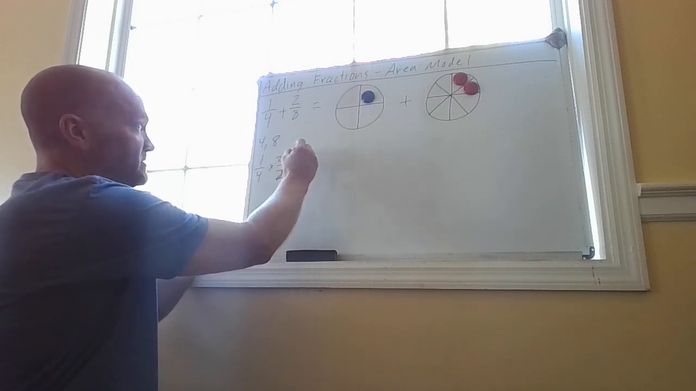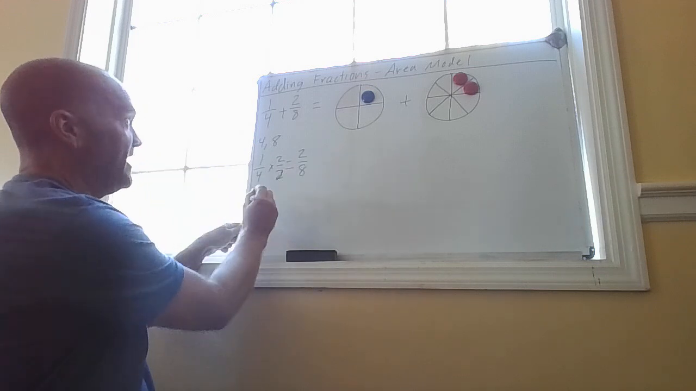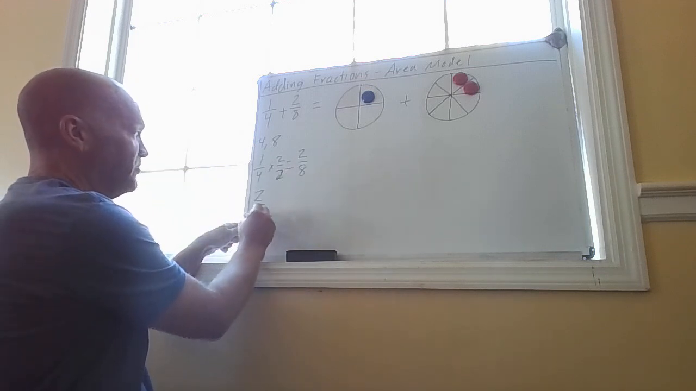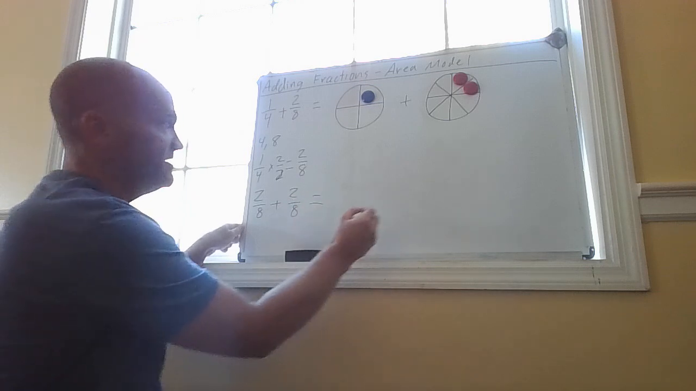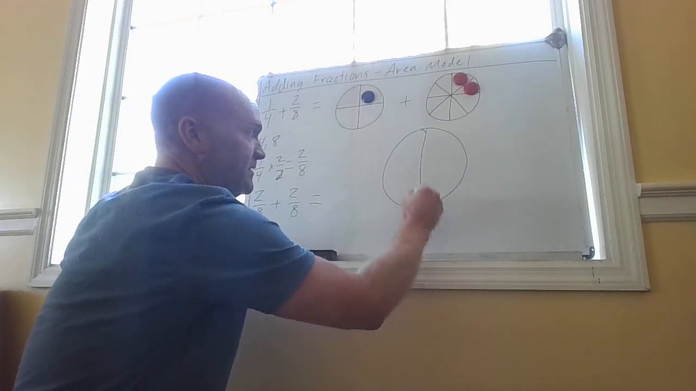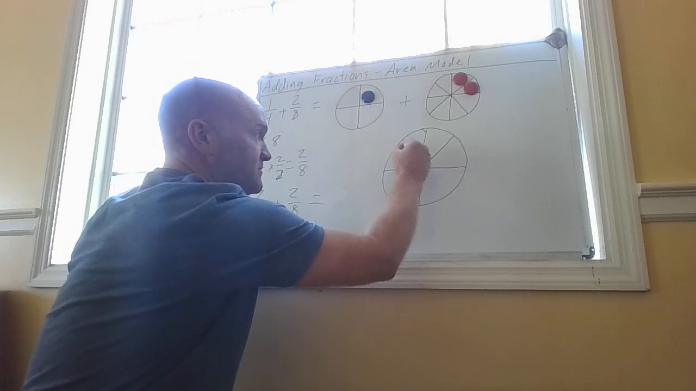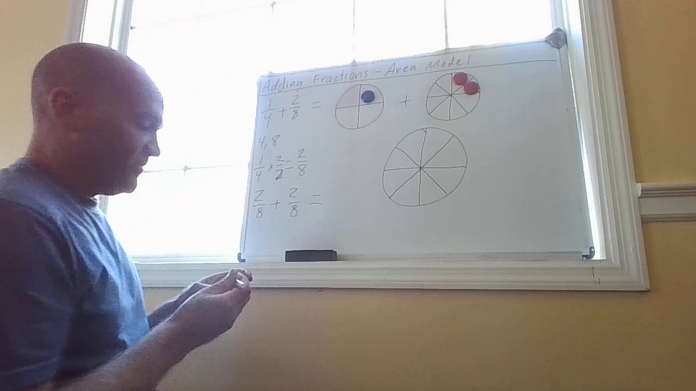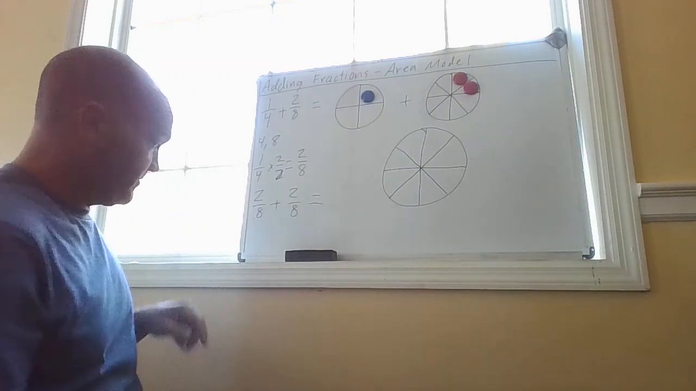That gives me 1 times 2 is 2, 4 times 2 is 8. So now I have my problem with common denominators, 2/8 plus 2/8 equals. Now I would draw another circle and I would divide it into 8 equal sections. Those 8 equal sections represent my denominator.